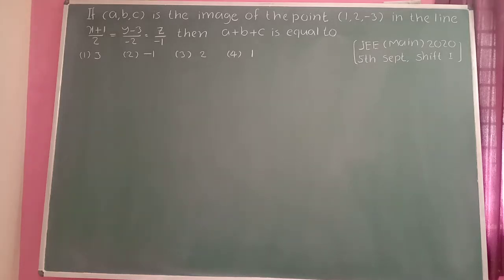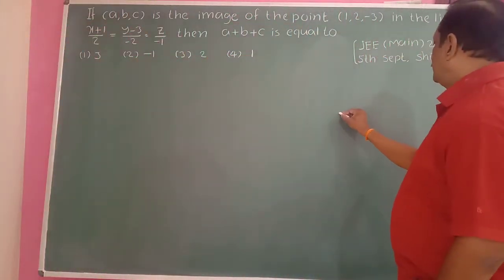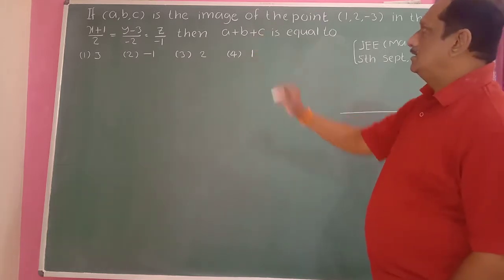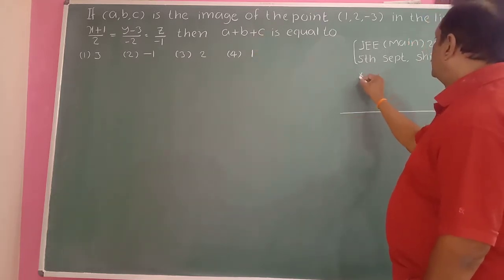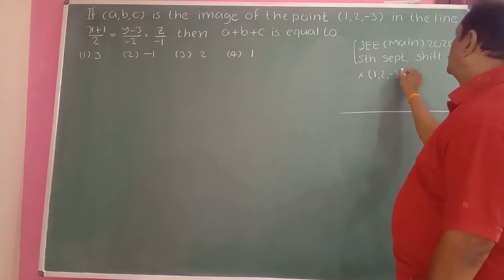If A, B, C is the image of the point (1, 2, minus 3) in the line, then A plus B plus C is equal to what here? Okay, so here this is the line. They have already given the equation of the line, and here is the one point, (1, 2, minus 3).